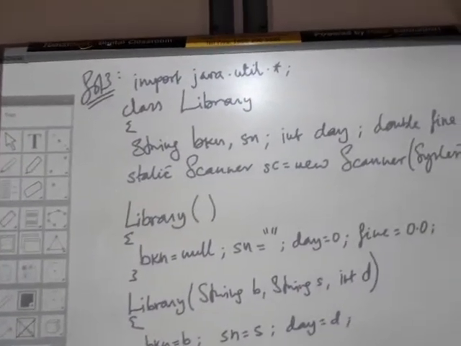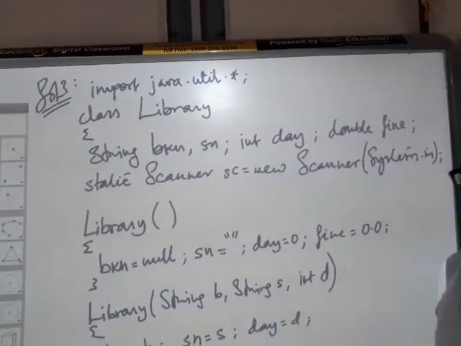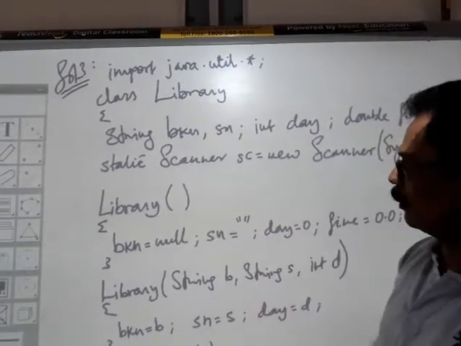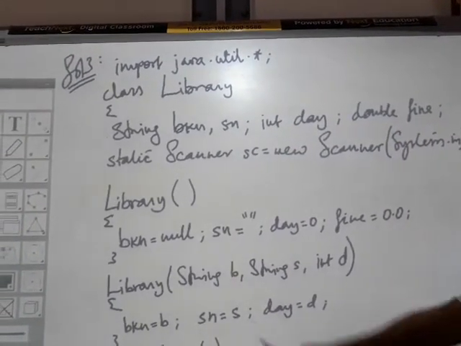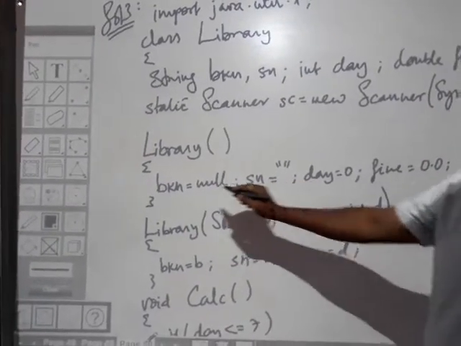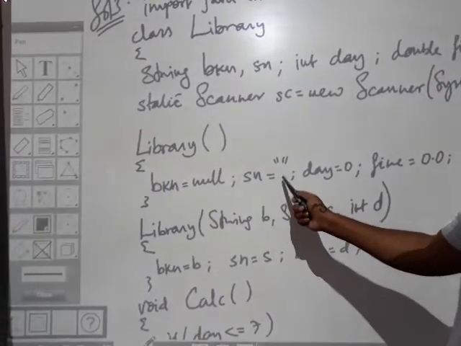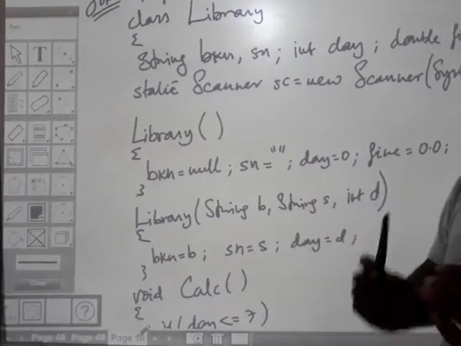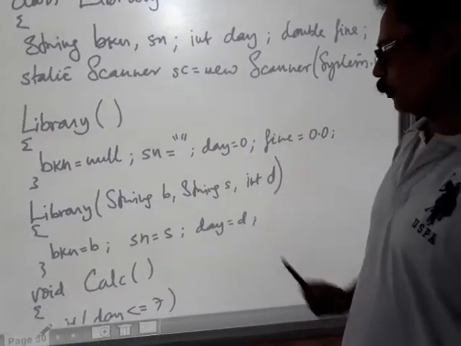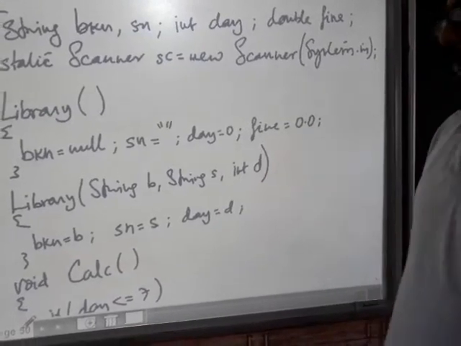Here we go. Class name library with all these elements. You have the data members, then you have the static scanner object. Now look at here. I have written two ways of initializing a string variable. bkn, that is null. You can either write null or you can simply write double inverted commas, open and close, without space. Please be careful that you should not write any space over here. Then since it is an integer type, 0, and it is a double type, so 0.0.